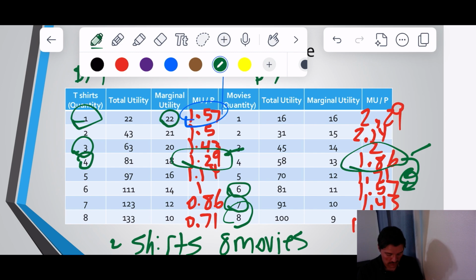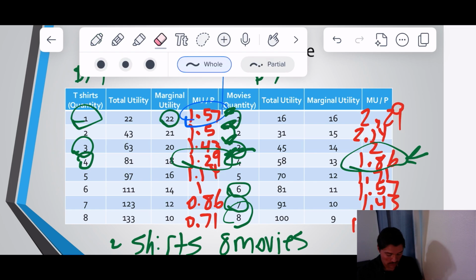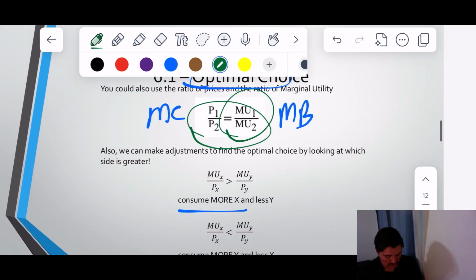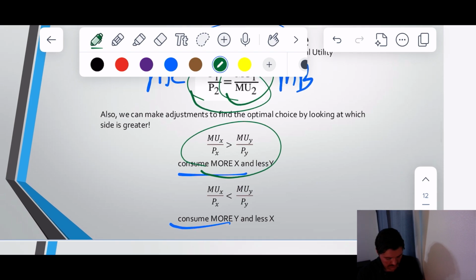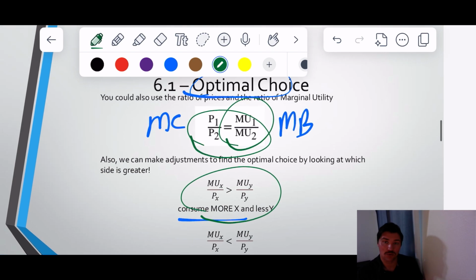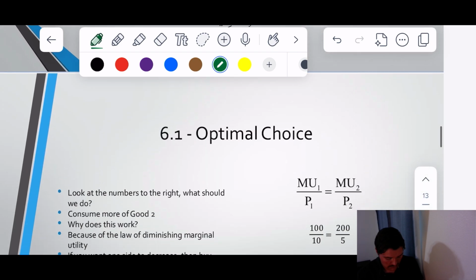All right, and so you would keep on consuming until eventually you got down to where they're equal, right? Now the other way you can do it is you can go backwards. So this right here and this right here, the movie side is making you happier, the t-shirt side is making you less happy. So if anything, you would consume less t-shirts, and eventually they could equal, but not in this case. But going back to what we were just saying here, whichever side is making you happier, consume more of that good, or consume less of the other one. That is the suggestion here in order to maximize utility to where they are equal.